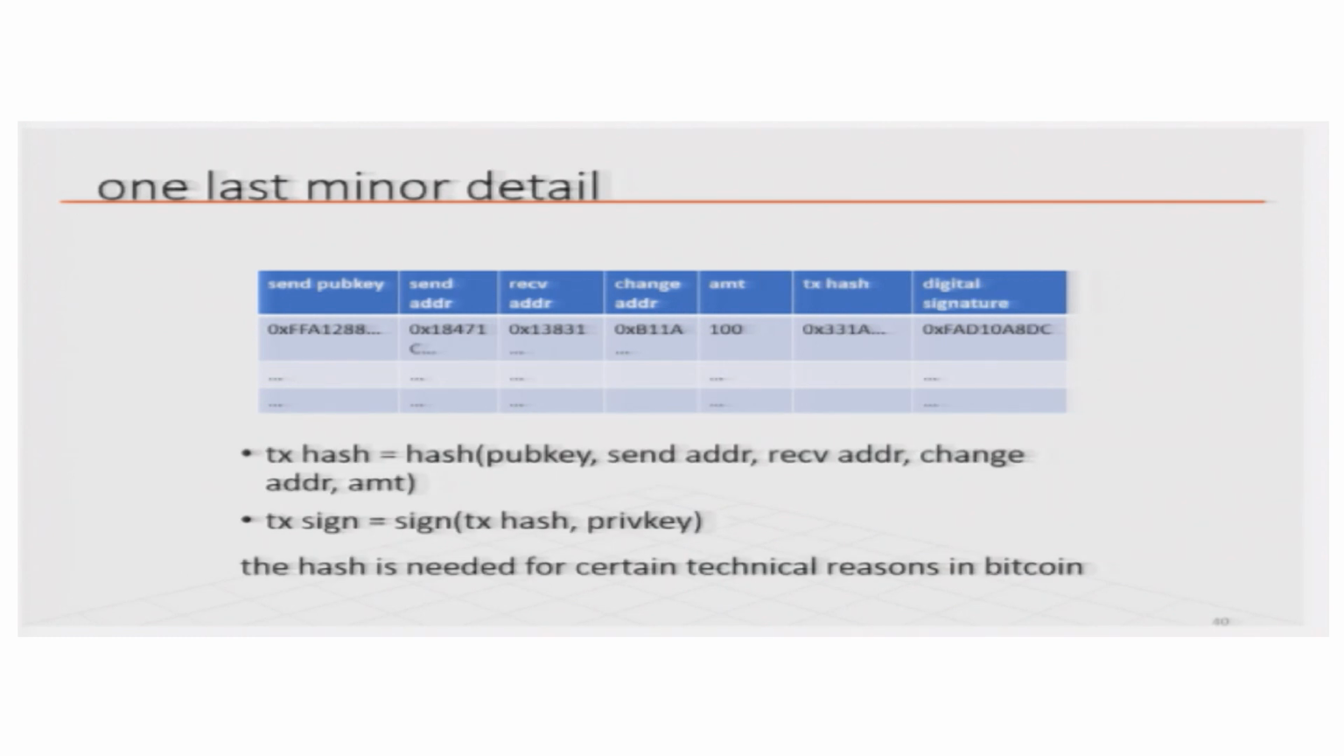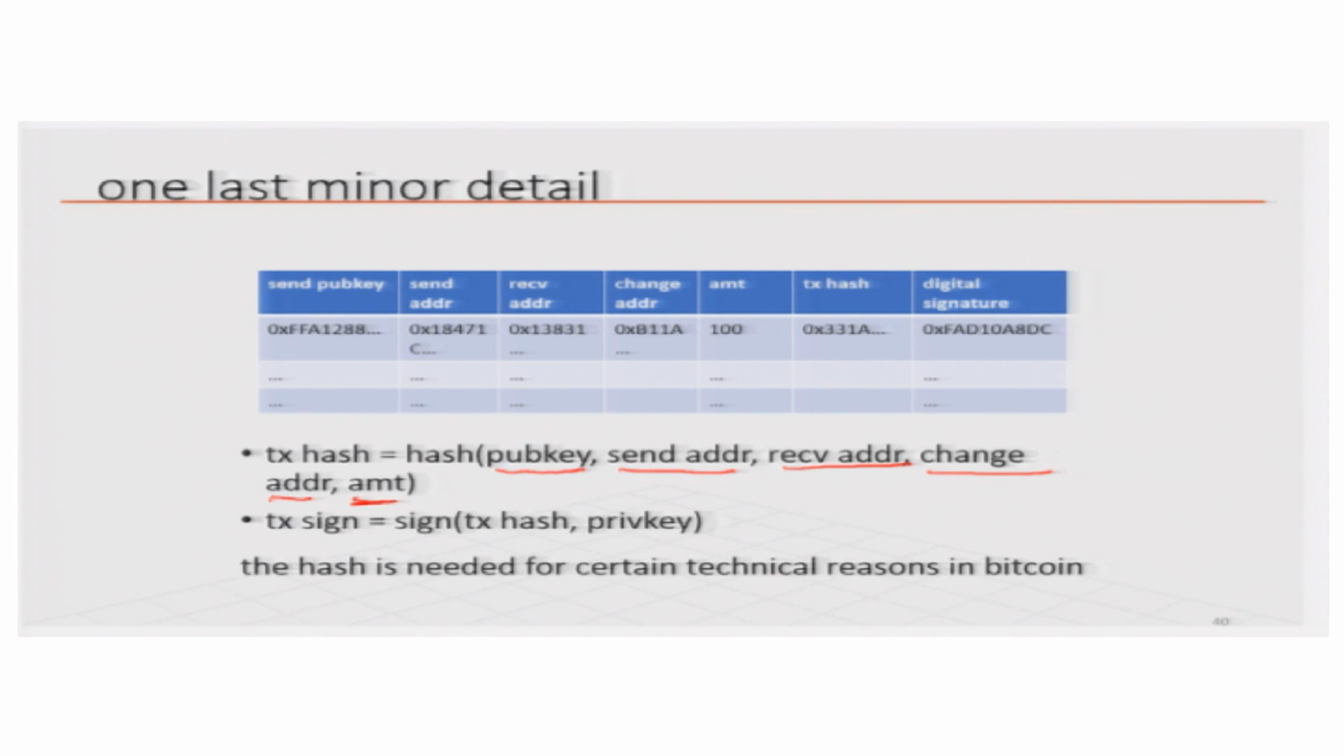So, one last minor detail: for every transaction we also add the transaction hash. Now, remember the transaction contains the public key, the sender address, the receiver address, the change address, that is the new address to which you want to send the change left after the transaction, and the amount of the transaction, right.